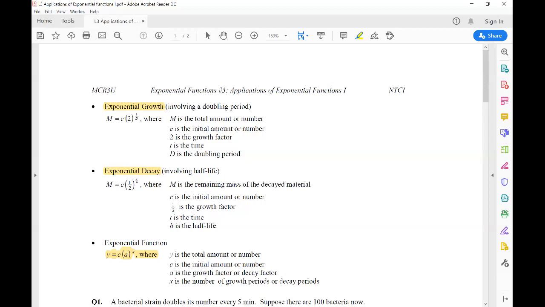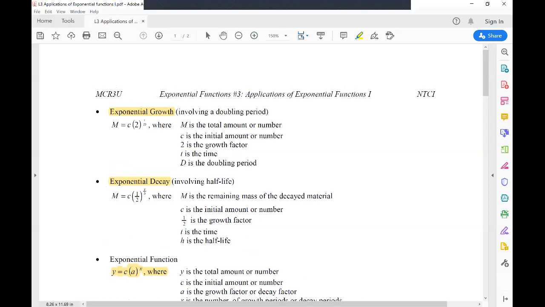Now, let me zoom in really clearly because maybe some of you can see in your handout a bit more. The exponent that's affecting the base, in this case for the exponential growth, is 2 to the t divided by d. The t is the time allowed, and of course it's being divided by the doubling period. Whereas in the exponential decay, it's 1/2 to the t divided by h, again, t is the time period and h is the half-life, the time where the amount decays to half its original amount.